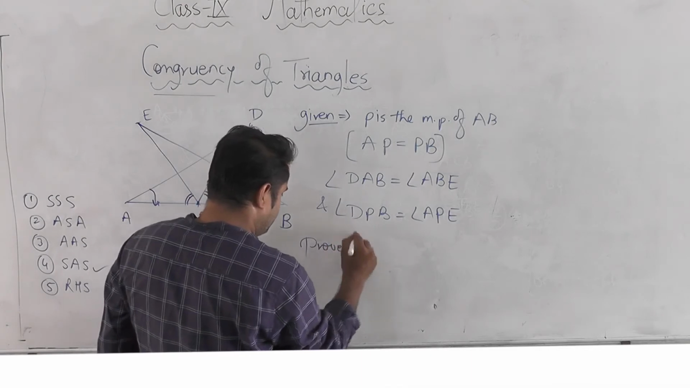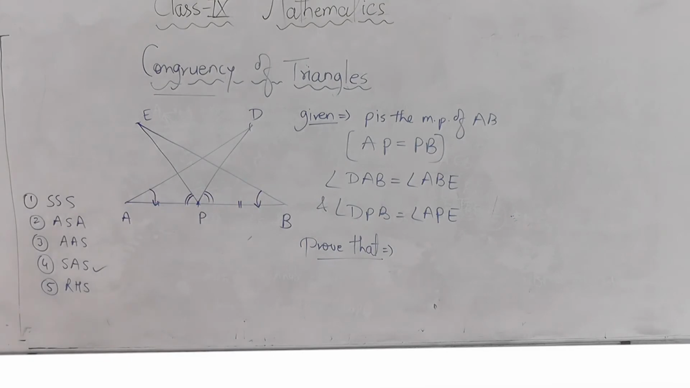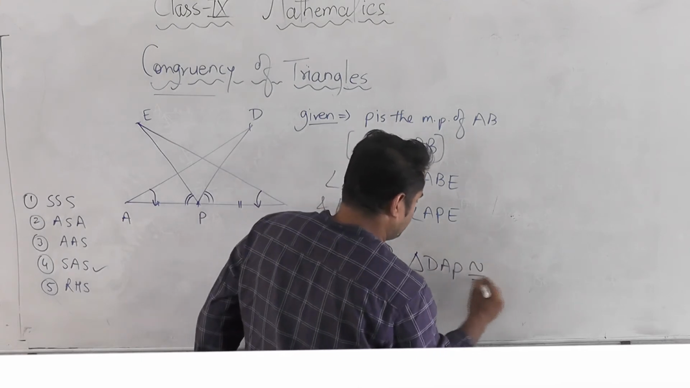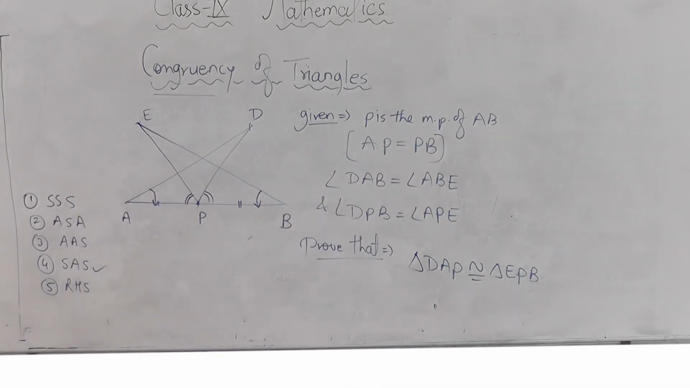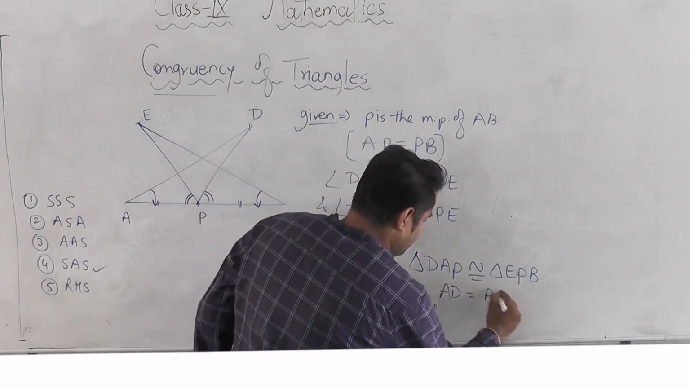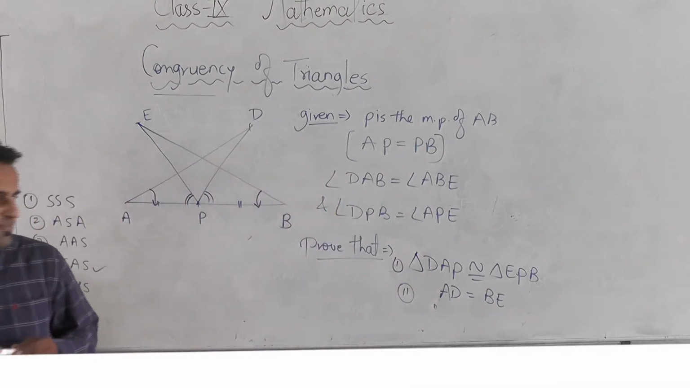What do we need to prove? From the question, we need to prove two things. First of all, triangle DAP is congruent to triangle EBP. First thing, and the second thing is AD and BE we need to show equal. These two things we need to prove. Okay, let's start with that.